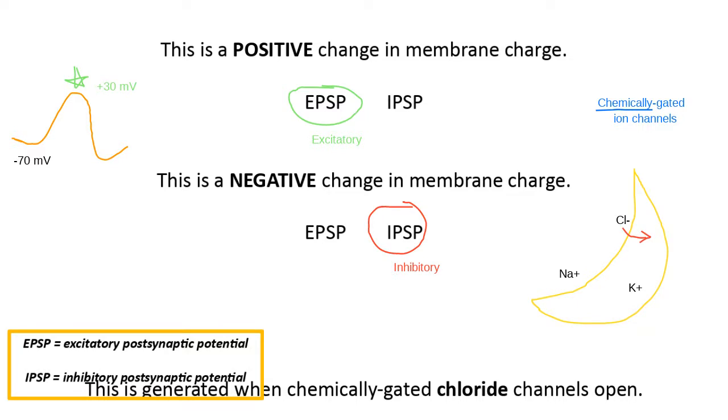Hey, so check this out. We can say that an IPSP, an inhibitory postsynaptic potential, could be made by a chemically gated chloride channel. Because when my chemical attaches to this channel, chloride rushes in and brings its negative with it. When it brings its negative with it, that's an IPSP, an inhibitory postsynaptic potential.